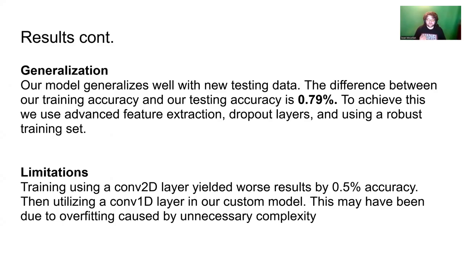Some limitations that we did come across were that a convolutional 2D layer actually yielded worse results by about 0.5% in accuracy. And we think this is due mostly to overfitting caused by unnecessary complexity from the convolutional 2D layer.